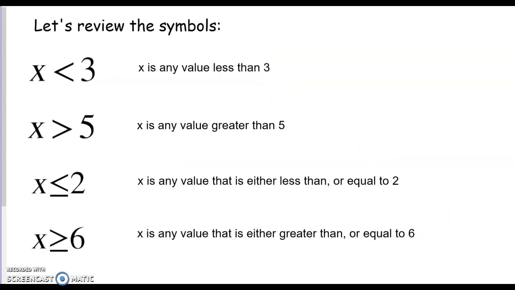All right, let's review the symbols. So this one says x is less than 3. Any number that's less than 3, x could be. All right. Second one, x can be any number greater than 5. The third one says x can be any value that is either less than 2 or equal to 2. That's what that little line means underneath. And the last one, x can be any value greater than 6 or equal to 6, either or. Okay, it's important to remember those symbols.